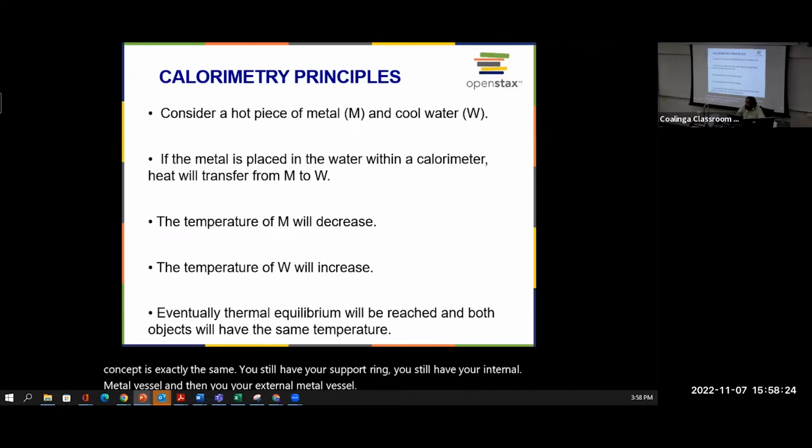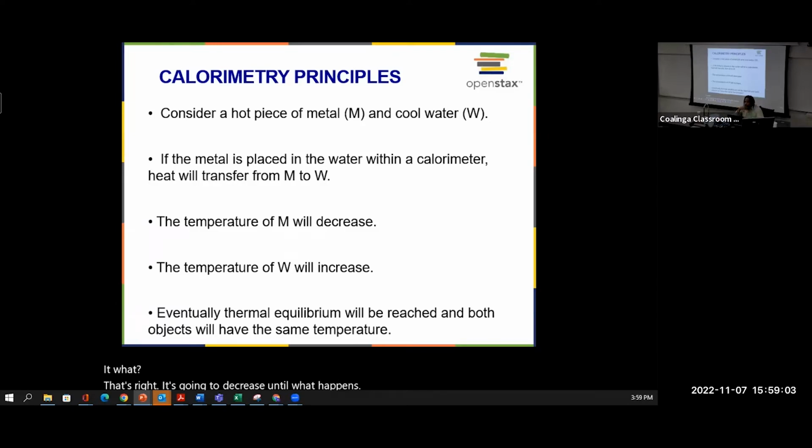So here we're going to be using a piece of metal and cool water. M is going to represent metal, W is going to represent water. When we talk about a hot piece of metal being dropped into water, what's happening? The temperature of the water will increase, right? What happens to the temperature of the metal? Would it decrease? That's right. It's going to decrease until what happens?